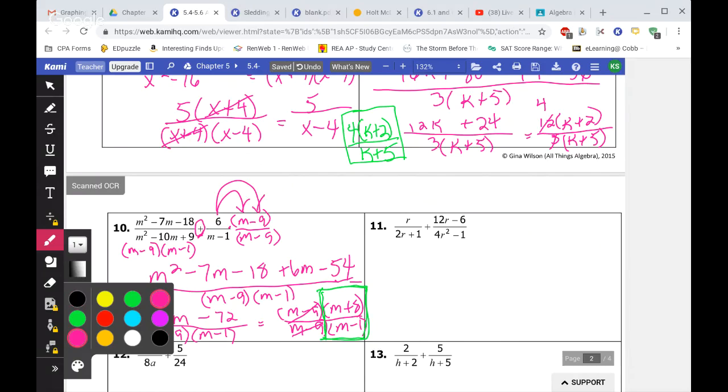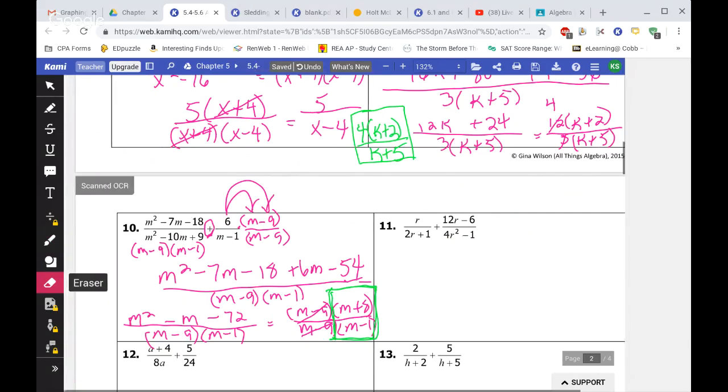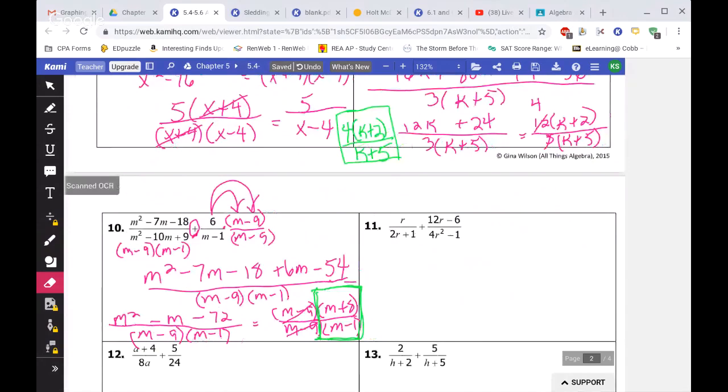All right. On this next one, once again, we want to go ahead and factor the denominators, only because we're just looking for what's missing, if anything, in order to get a common denominator so we can add the expressions. So I'm going to factor, and I want to point out that this, once again, is the difference of two squares because 4r squared and 1 are both perfect squares. So 2r minus 1, 2r plus 1 is this in factored form.